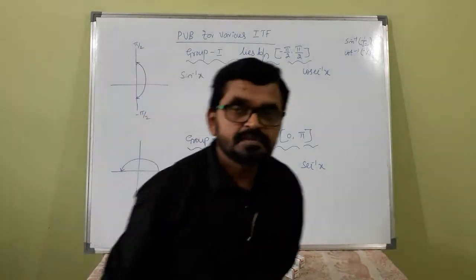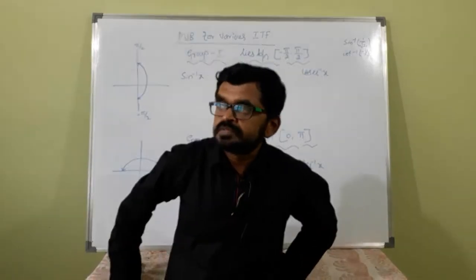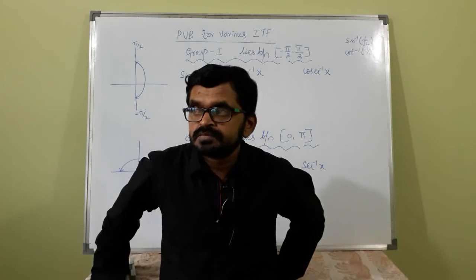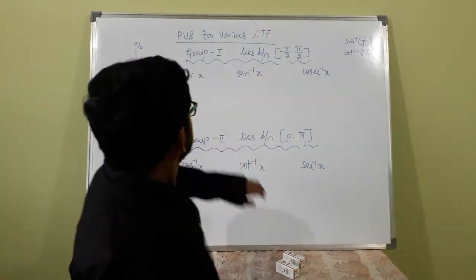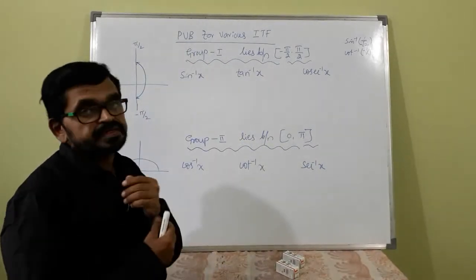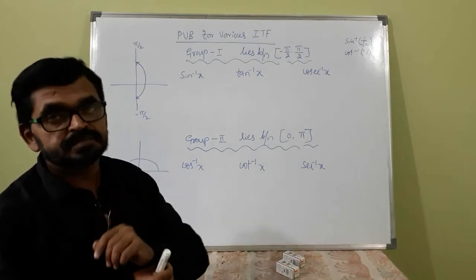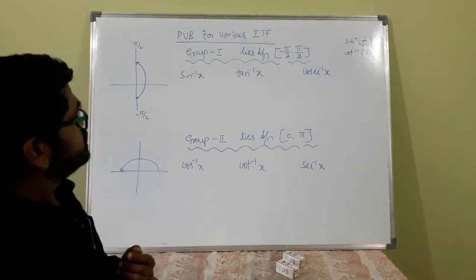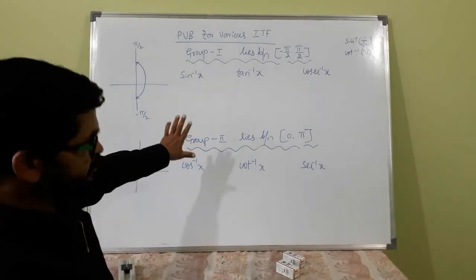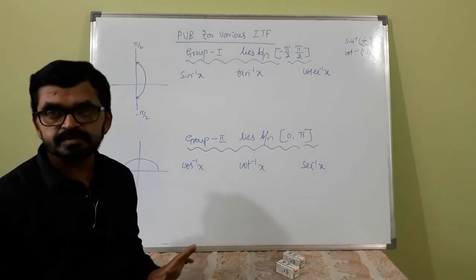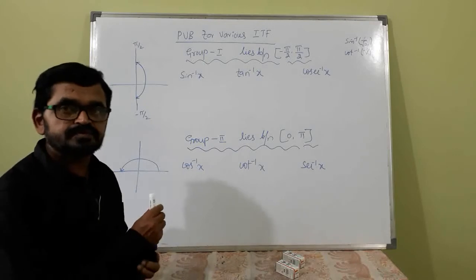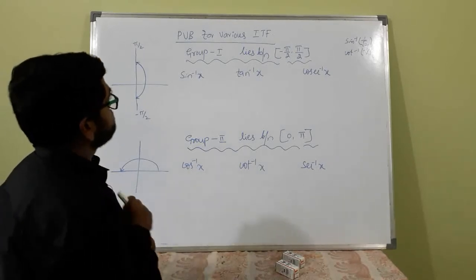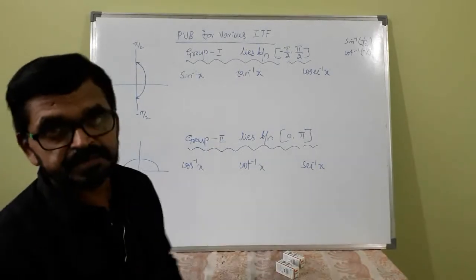Yesterday, some students asked me to explain again how the principal value branch for various inverse trigonometric functions can be remembered. See, this can be categorized. This is very important, as I told you, from the exam point of view also, for competitive exams. It can be categorized into two types.